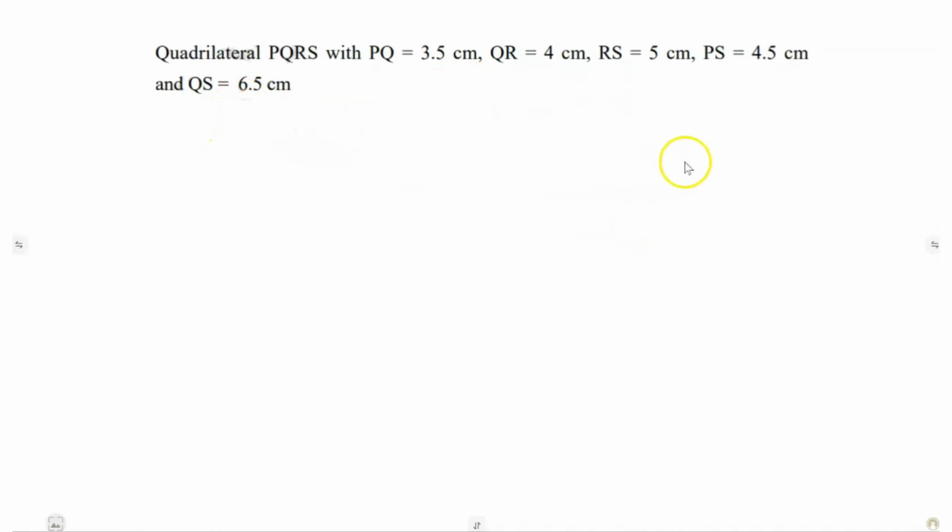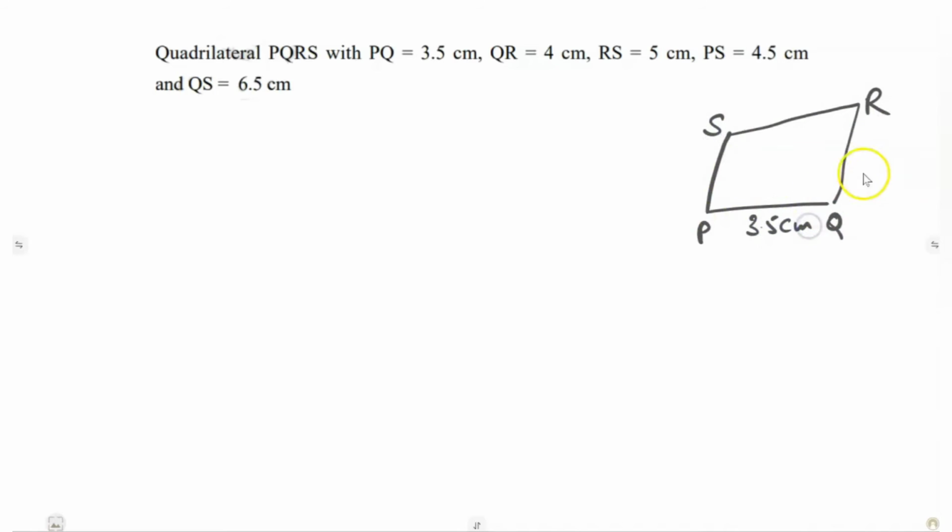First of all, let us start with the rough sketch of the given quadrilateral. First, draw PQRS in any shape. And let us write this as P, Q, R, and this is S. PQ is given 3.5 centimeter, QR is 4 centimeter, and RS is 5 centimeter. Next PS is given 4.5 centimeter, and you are given another diagonal QS. This is QS, which is 6.5 centimeter.